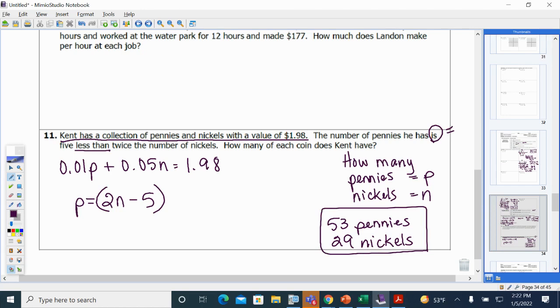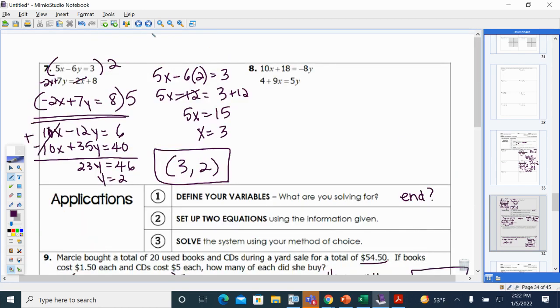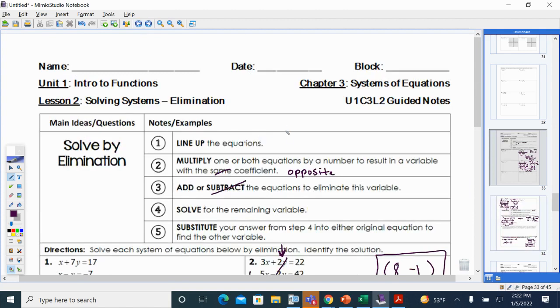I'm going to cut it off here so that the video is not getting too long. But those are your notes for Unit 1, Chapter 3, Lesson number 2.